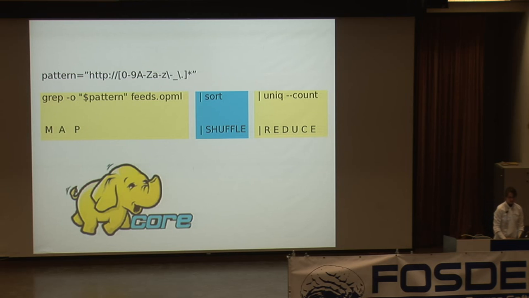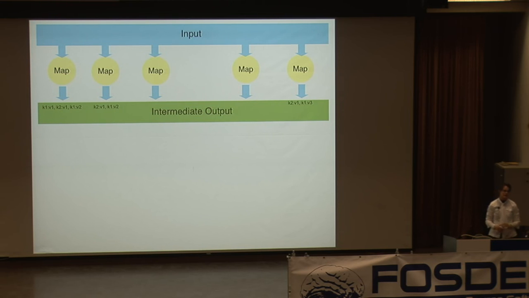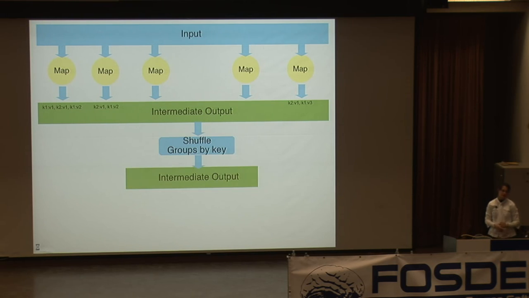If you have a closer look at what this may look like, it's something like that. I read the data from the HDFS. I have multiple map tasks run all over the cluster. Each of these map tasks outputs key value pairs, in this case, host name and counts. This intermediate output is shuffled and grouped by key. And in the end, I have reduce tasks that compute the final results.